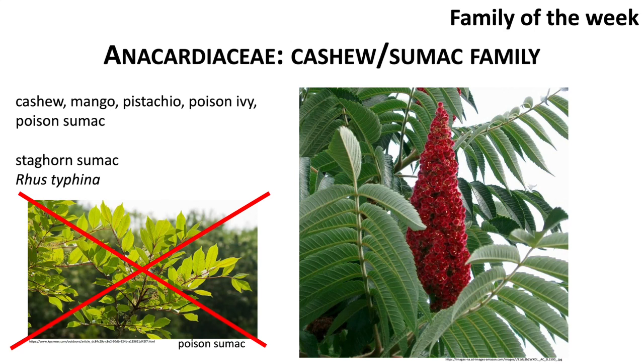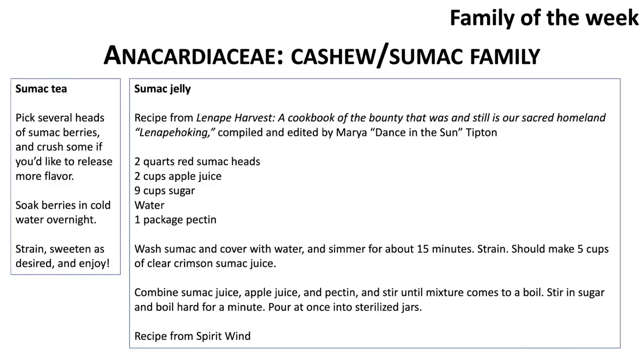poison sumac, which can be easily distinguished by its smooth-edged leaves and white, hairless fruits. It actually looks quite different, as you can see, from staghorn sumac. Here are the recipes, so you can come back to them and try them on your own.